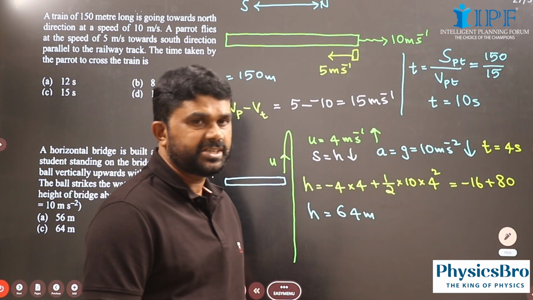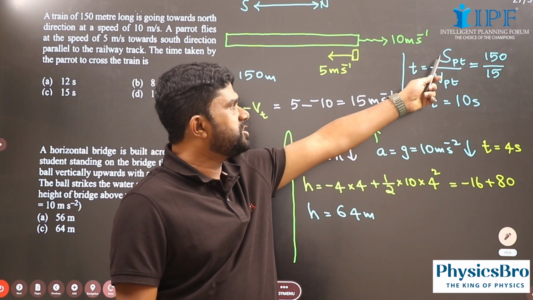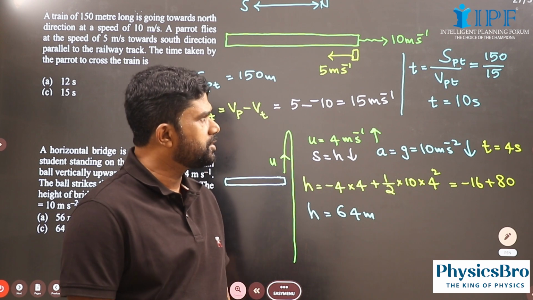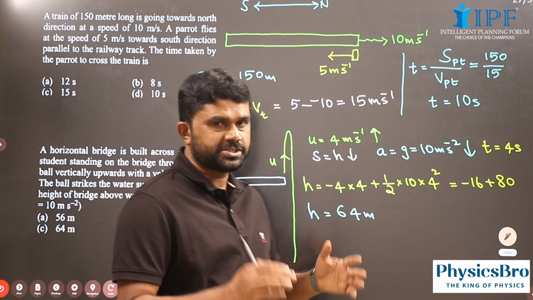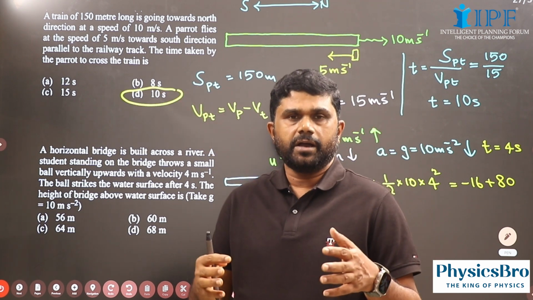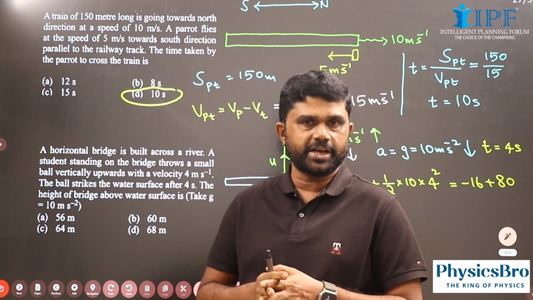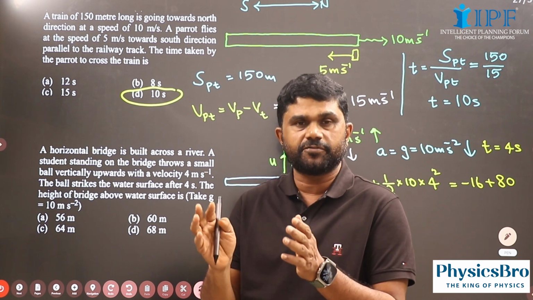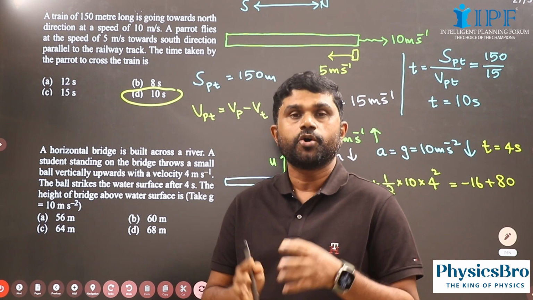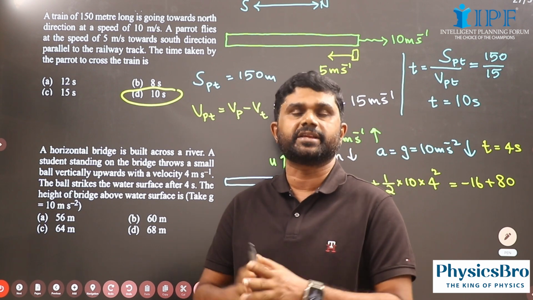So the time taken by the parrot to cross the train will be displacement of parrot with respect to train divided by velocity of parrot with respect to train. That is equal to 150 divided by 15. So it is 10 seconds. I have explained earlier that when two bodies are moving at the same time, you need not apply equations for two bodies separately. For the two bodies together, you can apply a single equation. Only thing is that all absolute quantities are to be replaced by relative quantities.